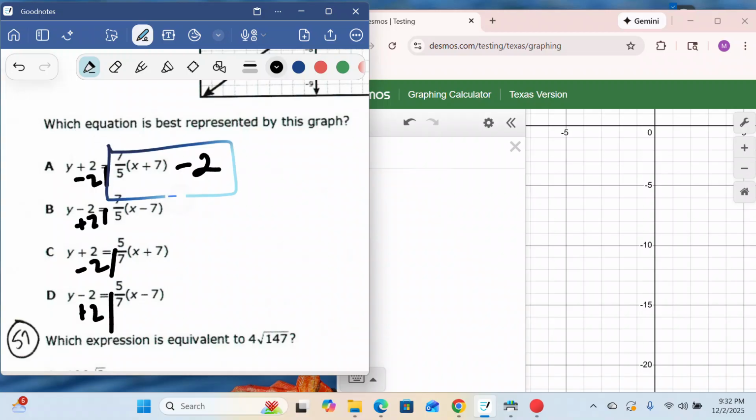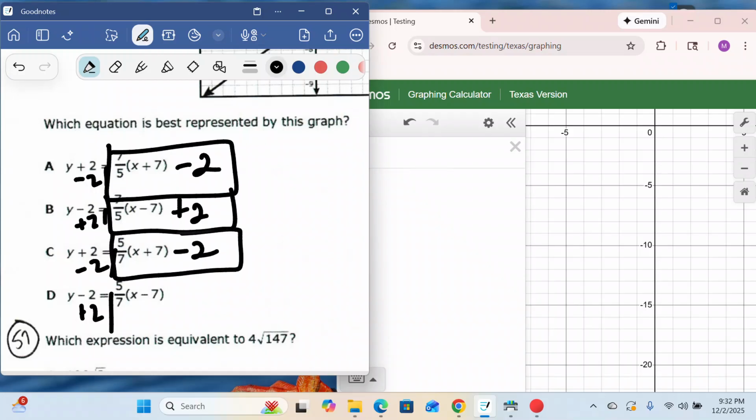I can do this one positive 2. This one's in y equals mx plus b. This one is minus 2. This is in y equals mx plus b. And this is positive 2. This is in y equals mx plus b. Why? Because these are all canceled out, and that gives me the y.